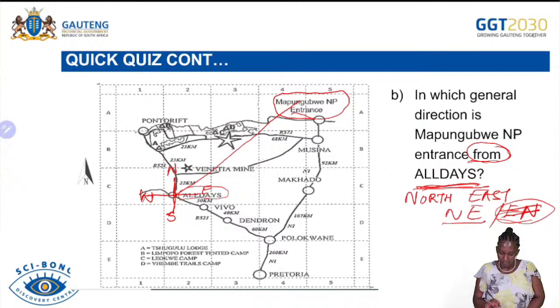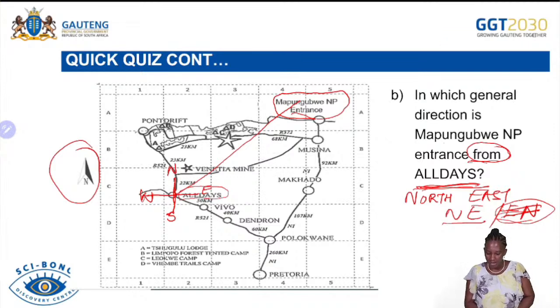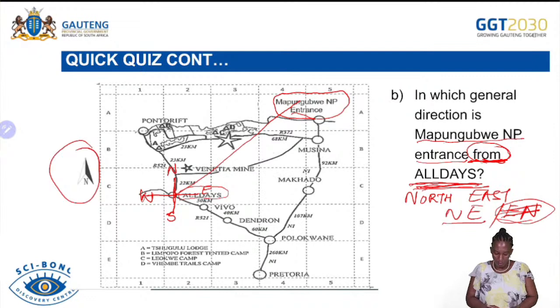So boys and girls, when you are given the grid reference, you look at the true north that is given, and then you look at the places that are mentioned. If they say from, so it says Mapungube NP entrance from Alldays, I'm going to start from the second place, from Alldays. I won't start at Mapungube going to Alldays, but I am starting at Alldays going to Mapungube.